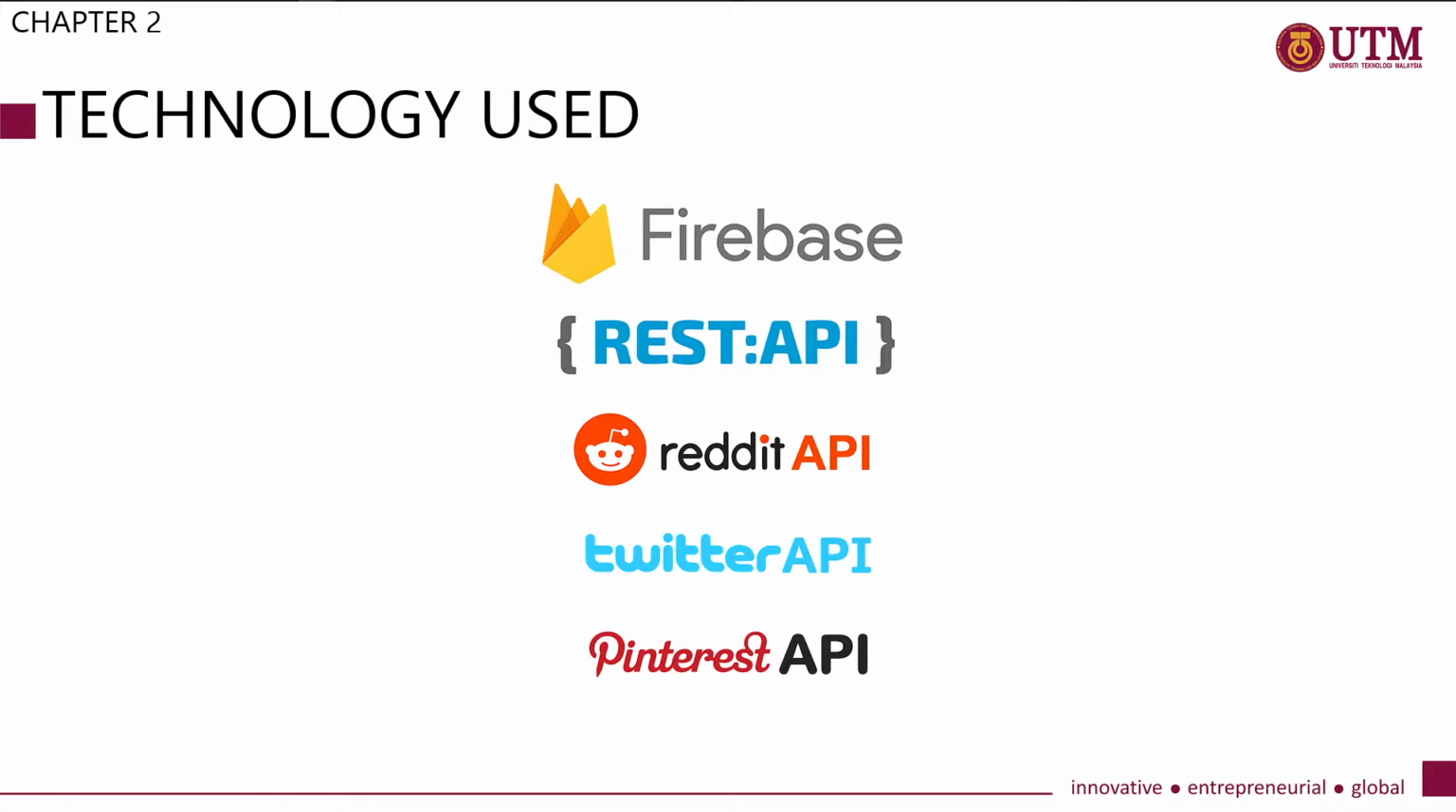Now, the technology used. This is to elaborate about the technologies that will be used in the project, because it is important to understand how the system will run and the technologies that run behind it. The 5 main ones here are Firebase, REST API, Reddit API, Twitter API, and Pinterest API.